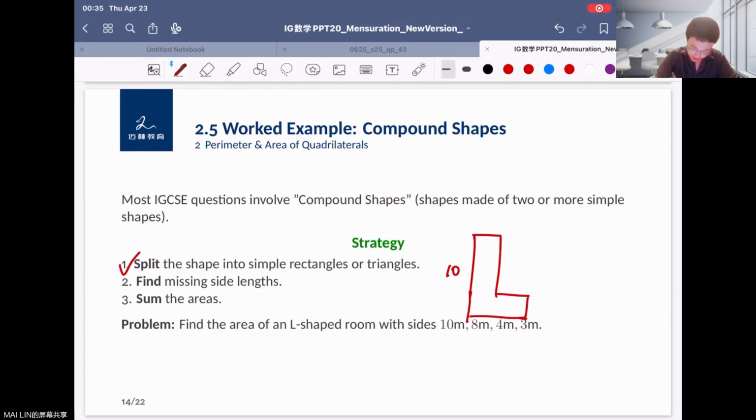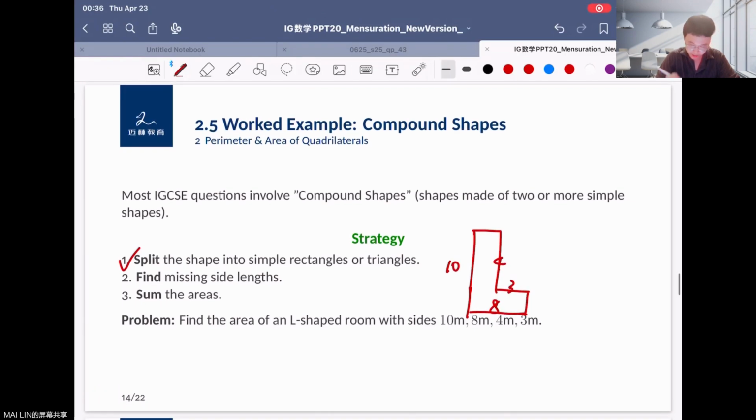Okay, we have 10, 8, 4, and 3. So the area left is 10 times 8 minus 4 times 3. That is 80 minus 12 equals 68. That is 68 meters squared, the area left.